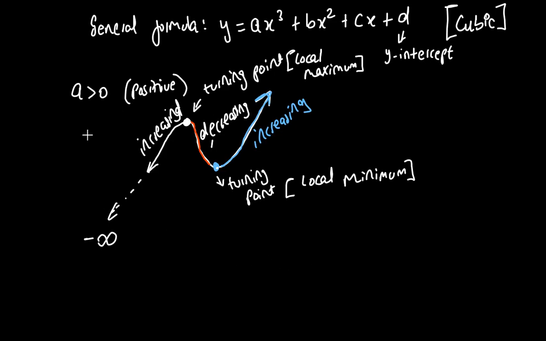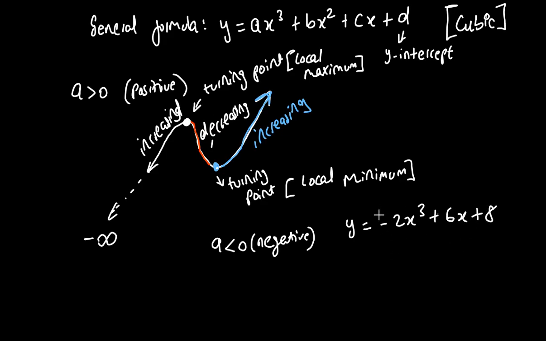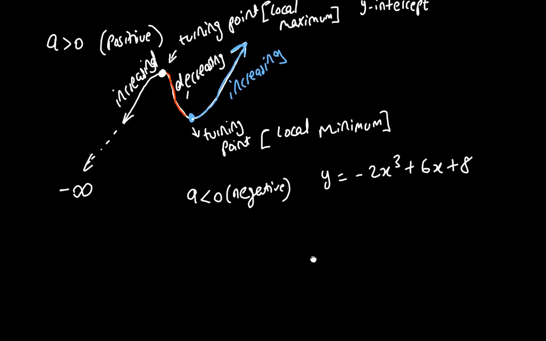All right. And all of this is when a is greater than 0. But when a is less than 0, meaning that it's negative, an example of a function like that would be y equals negative 2x cubed plus 6x plus 8. Something like that. As long as a is negative, that graph would be shaped in this way. That graph would be looking like this. It's going to start by decreasing, then it's going to increase, and then it's going to decrease again. Okay, so the shape will be looking like this.